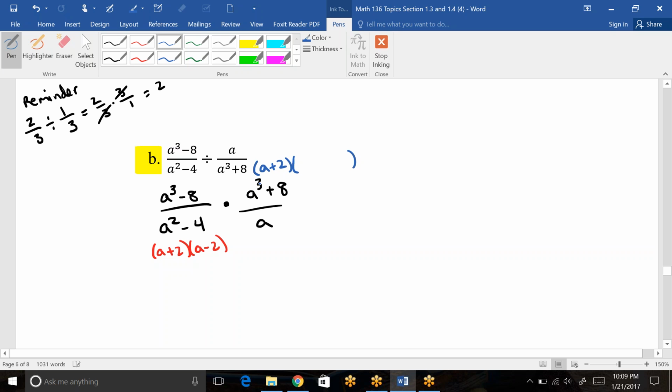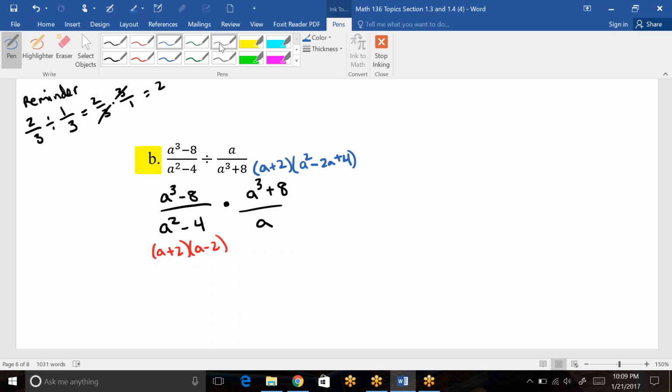A plus 2, because that's the cube root of each of those. And then I do a times a, which would be a squared, a times 2, which is 2a, 2 times 2, which is 4, and remember SOAP: same as the original sign, opposite of the original sign, always positive.